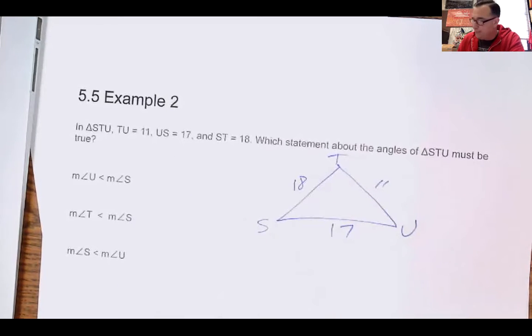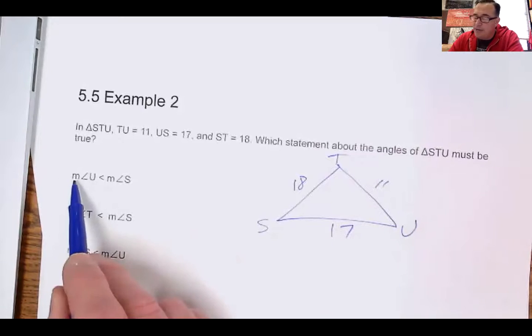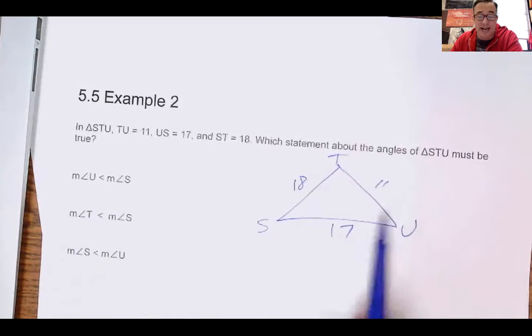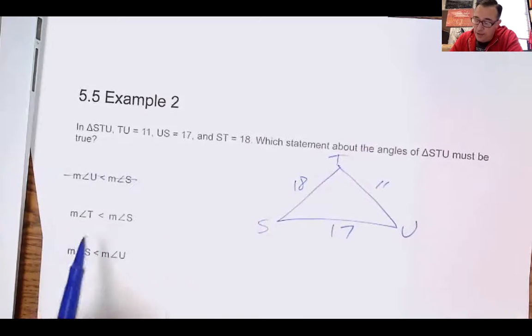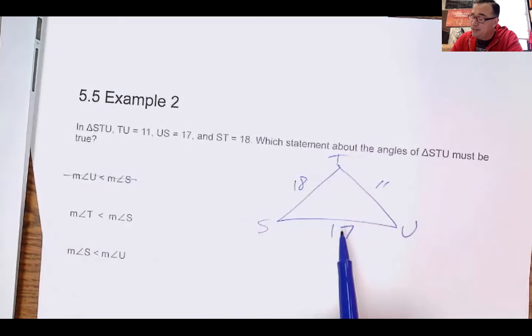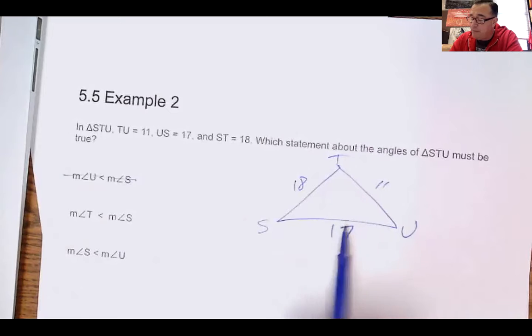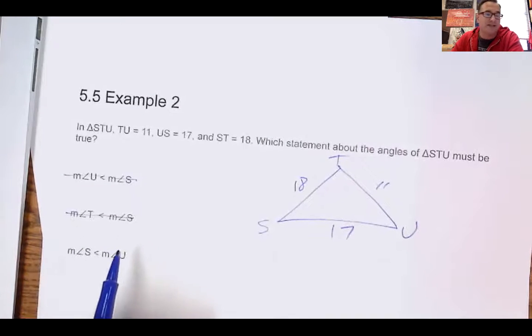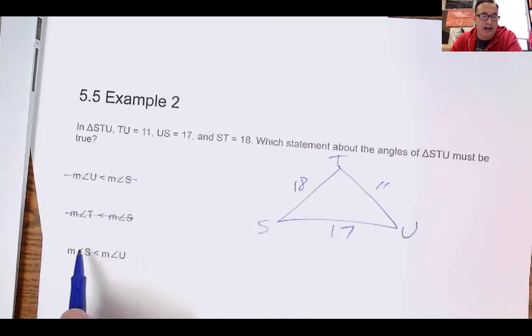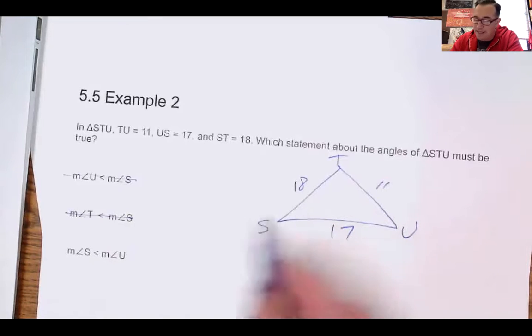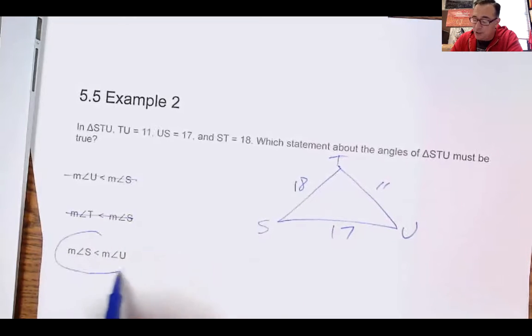All right, well, let's look. U has to be less than S. Well, U is the biggest one. U ain't going to be less than anything, so no. T is less than S. T is opposite the 17. S is opposite the 11. T is going to be bigger than S. No. Well, guys, process of elimination. We've got this down, right? S is going to be less than U. S is 11. U is opposite 18. So this one is absolutely true.